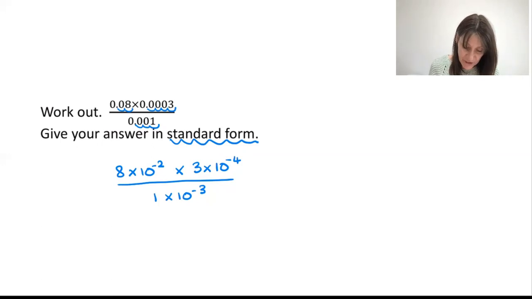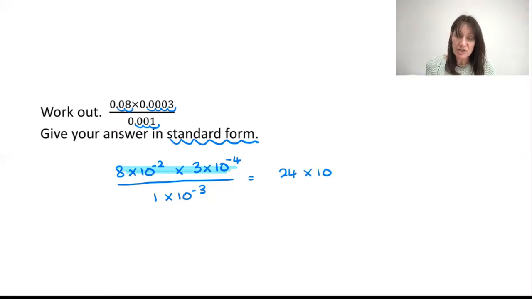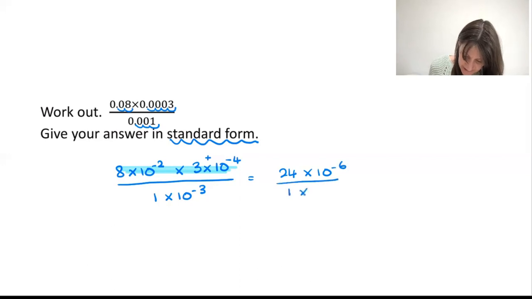Now it's just a case of working through what I've got. So I've rewritten the question. I'm going to be just concentrating here on the top. Let's tidy that bit up first. So 8 times 3 is 24. And the minus 2 needs to be added. It's a times question. So it's going to be minus 2 plus minus 4. The plus and the minus make a minus. So minus 2 minus 4 is minus 6. And that is all over 1 times 10 to the minus 3.